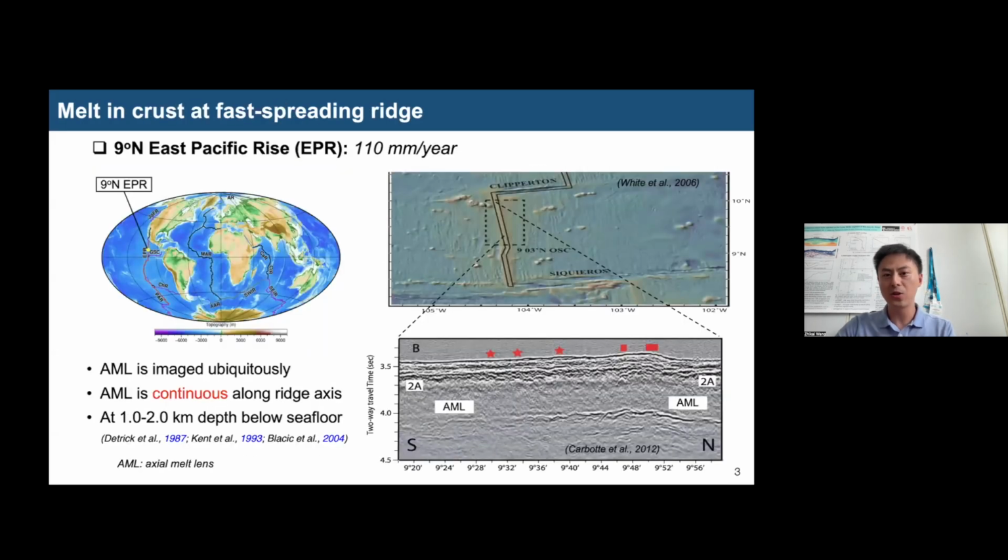So as Milena has introduced, they tried to explore or image whether melt is present in the crust. So here is an example from the fast spreading ridge, the same study area as Milena. The figure on the bottom shows the reflectors, which we can interpret as the seafloor reflector, the layer 2A, 2B reflector, and the axial melt lens reflector. And here I want to highlight that the axial melt lens reflector at fast spreading ridge is almost continuous along the ridge axis, at about 1 to 2 kilometer depth below seafloor.